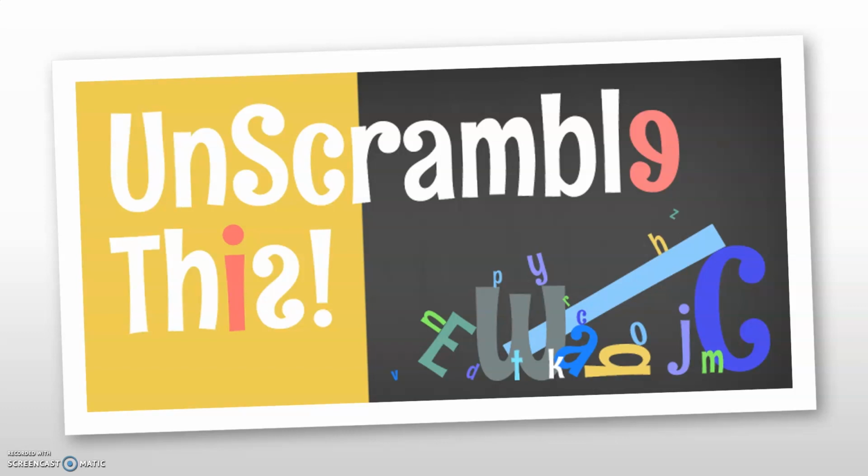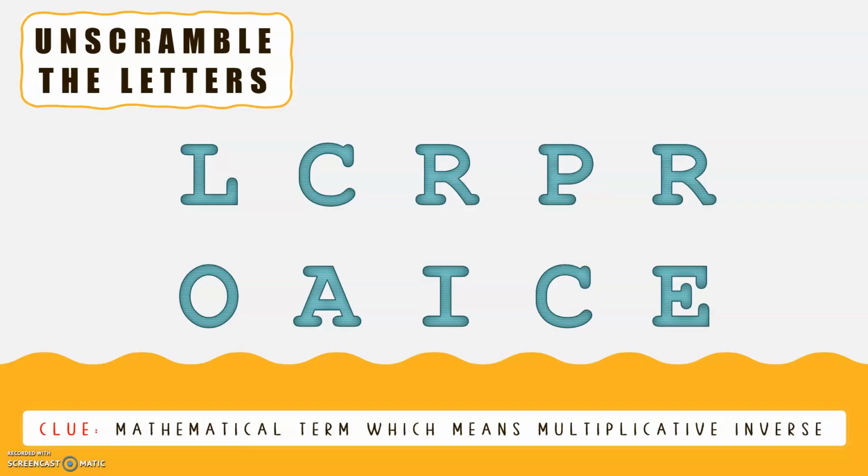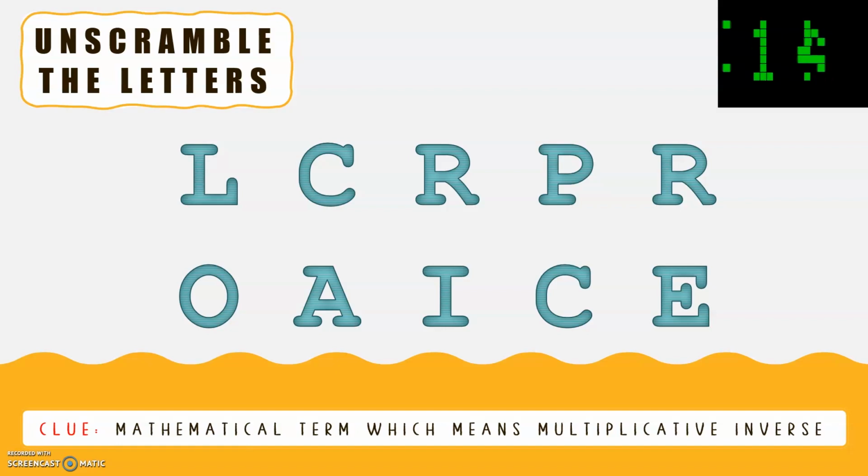Let us start our lesson for today with a short activity named Unscramble This. Are you excited? Great! Now let me show you our scrambled letters. The mystery word behind these scrambled letters is a mathematical term which means multiplicative inverse. Can you unscramble this in 15 seconds? Let's see what you'll come up with.